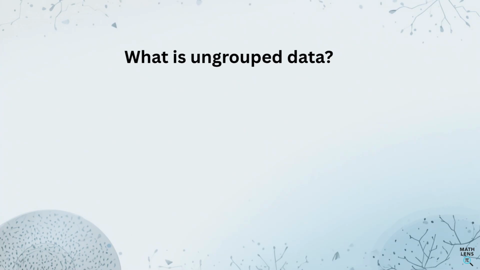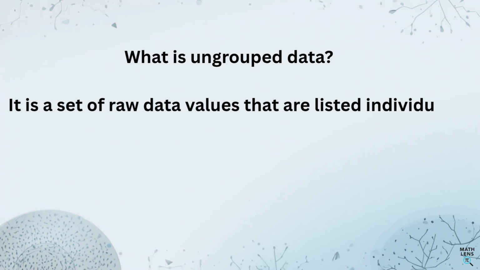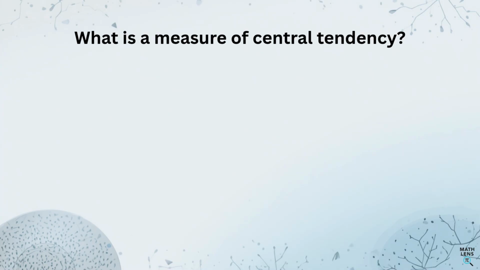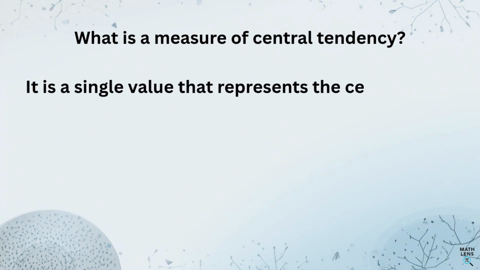What is ungrouped data? Ungrouped data is a collection of individual data values that are not organized into intervals or classes. For example, consider the numbers 6, 8, 4, 8, and 11. These are raw data values listed one after the other. When we talk about a measure of central tendency, we're really discussing a way to find a single, central value that best represents a set of data.